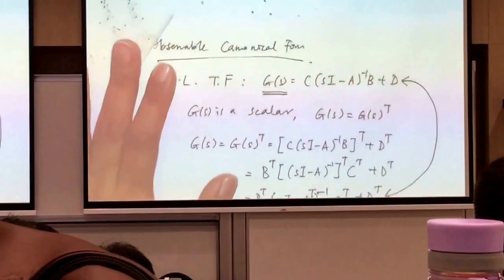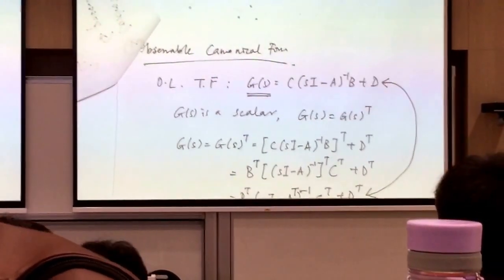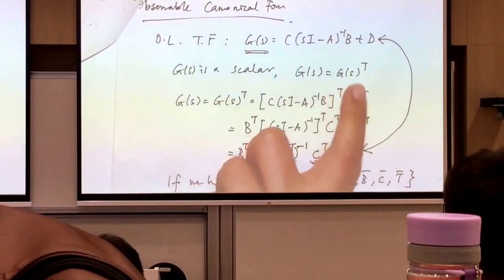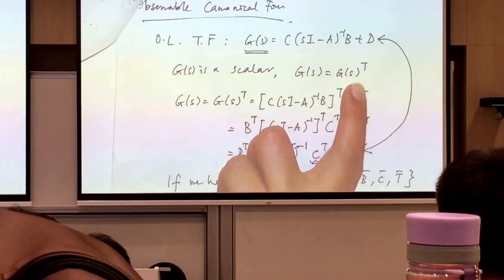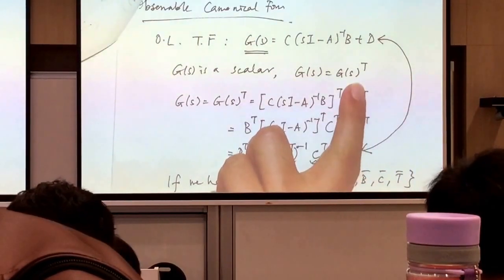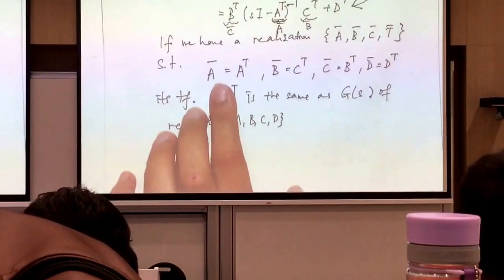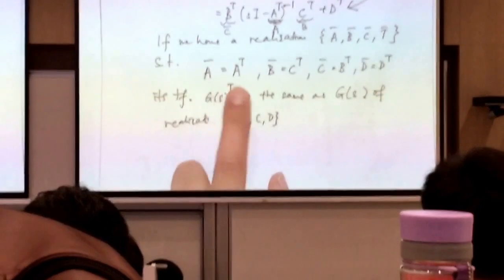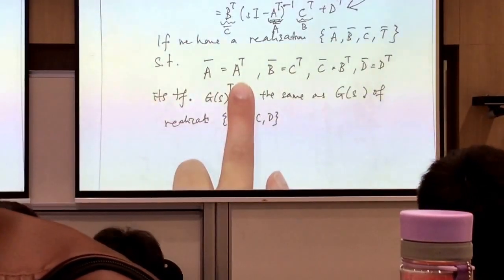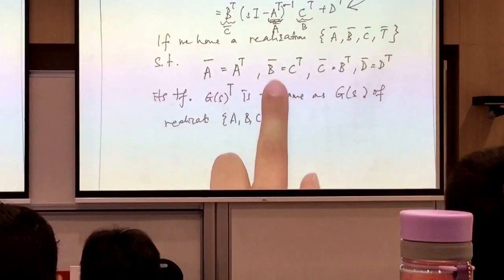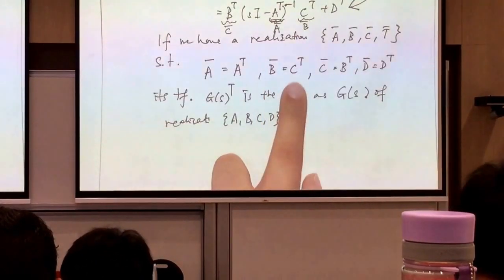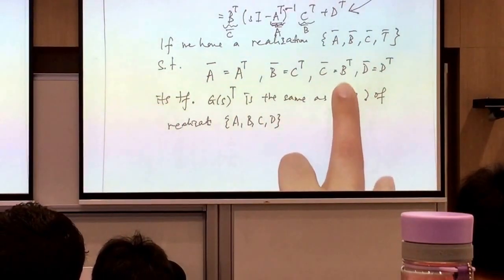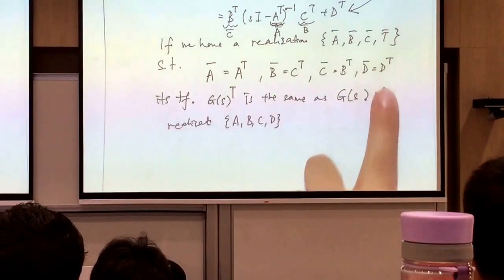What about observable canonical form? If you cannot remember so many, just note the duality theorem: G(s) is G(s) transpose. G(s) is just the transfer function, a polynomial, so it's a scalar. By this, the observability matrix will just be the controllability matrix transpose. The B will be the C transpose on the controllability matrix. The C will be B transpose on the controllable canonical form matrix. D will just be B transpose.